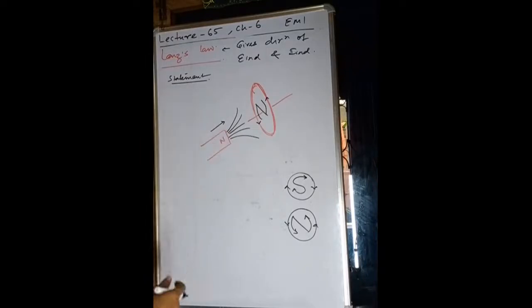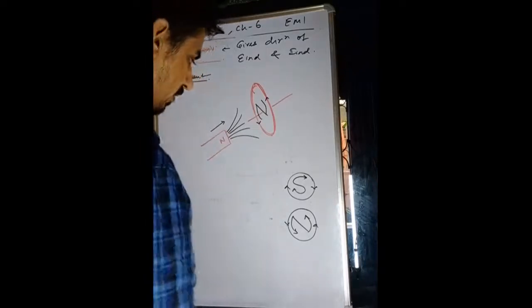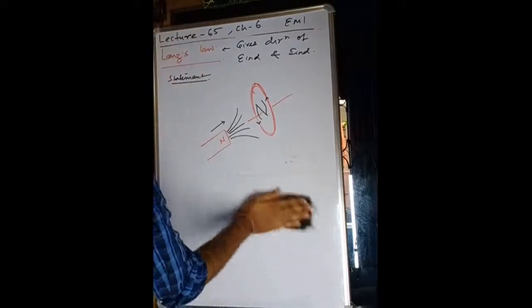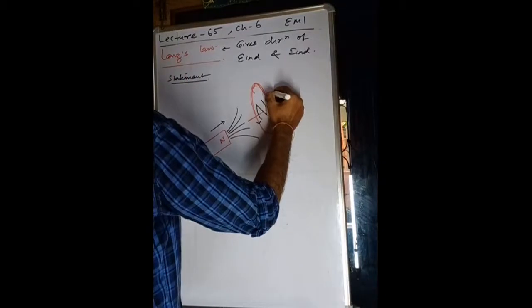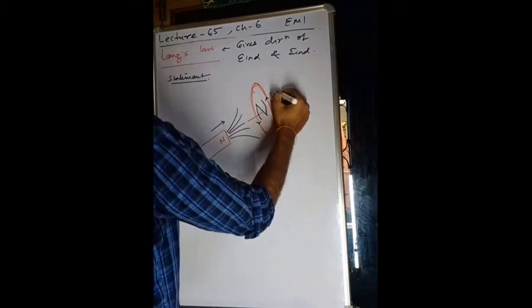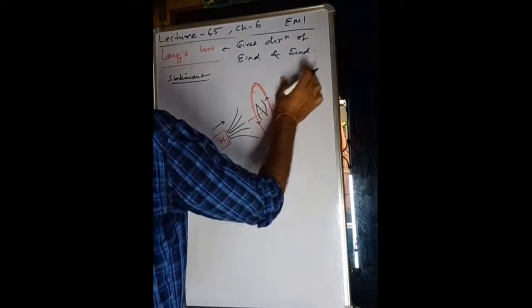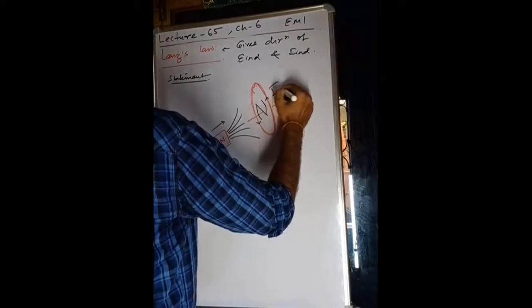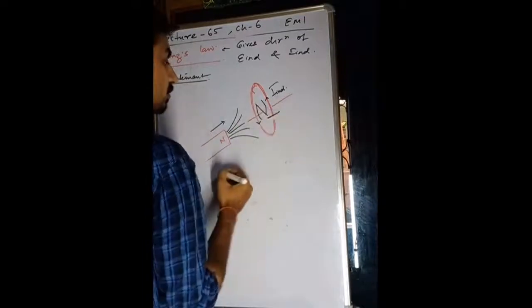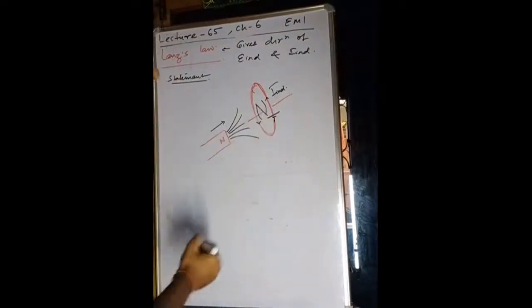Now, let me give you some examples and try to find out the direction of induced EMF. Remember, this is the induced I, you can write I induced, or E induced. You can also apply a battery. Suppose you have to connect a battery to show the direction of current. It's very easy. You will apply the positive terminal here and the negative terminal here.